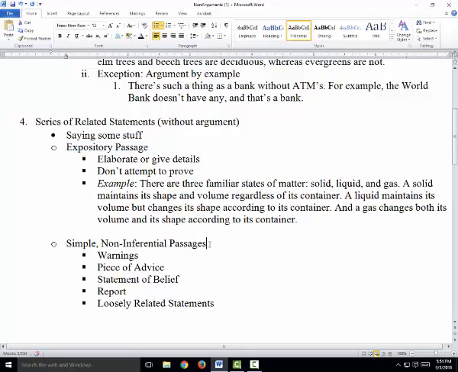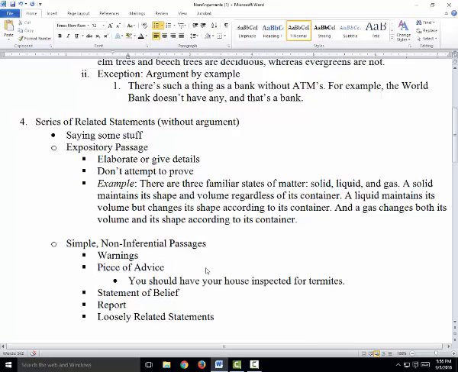Now when you have simple non-inferential passages, this is essentially the same thing, only shorter. Somebody just tells you some stuff. They don't try to prove anything, they don't give an example of anything, or try to explain anything. And again, the textbook divides this up into a whole bunch of different categories, but the differences between these aren't really very important to us. So somebody gives you a piece of advice. They say you should have your house inspected for termites.